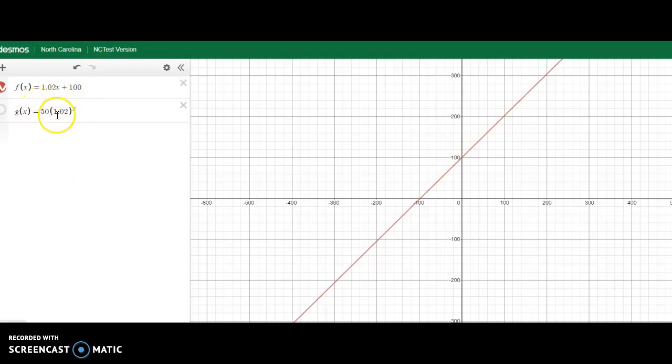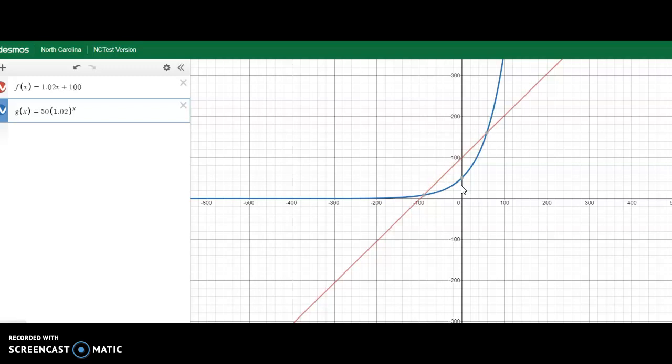Let's look at this one. Is this linear? No. Look at this very carefully. This 1.02 is raised to the x. The x is an exponent, so therefore this is not going to be linear. Do you see that? This is not a linear function. It is a line. Now the question they asked when they were asking me this question was, when will these 2 lines intersect? Where is it that they intersect?